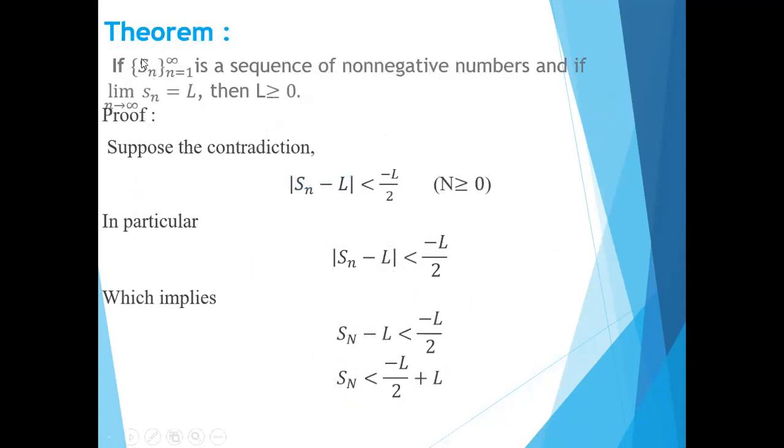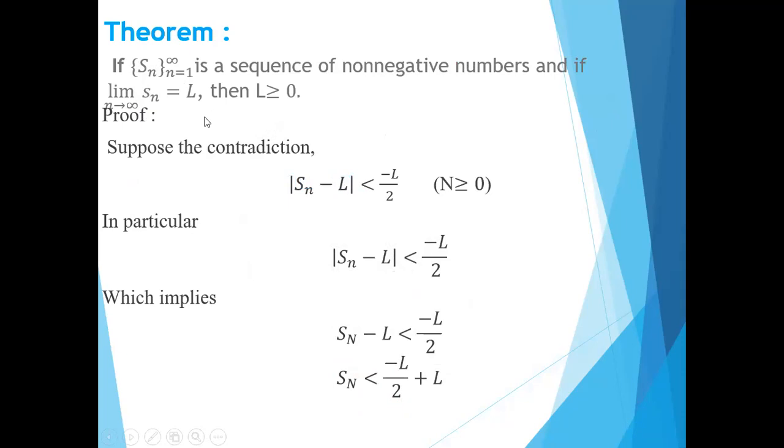Theorem. The statement: if {S_n}, n equal to 1 to infinity, is a sequence of non-negative numbers, and the limit as n tends to infinity of S_n equal to L, then we have to prove that L is greater than or equal to 0.